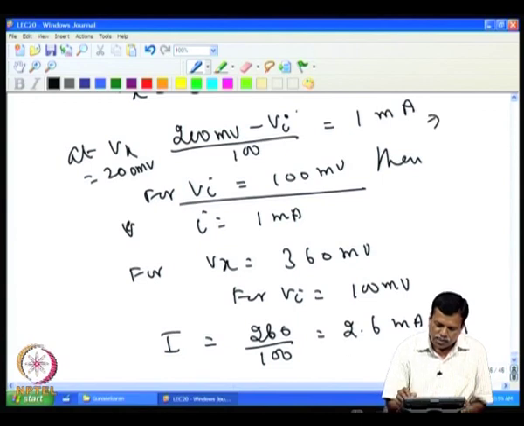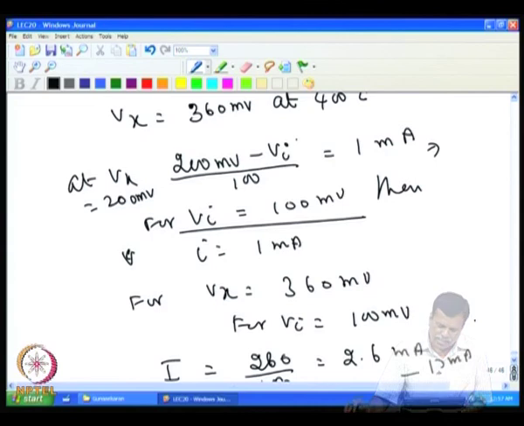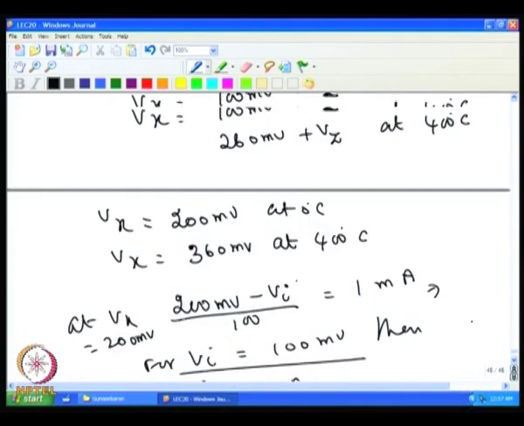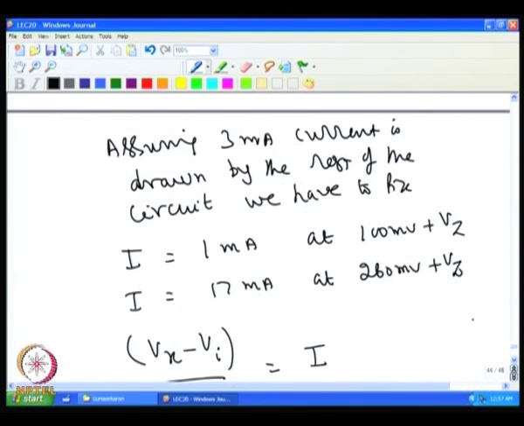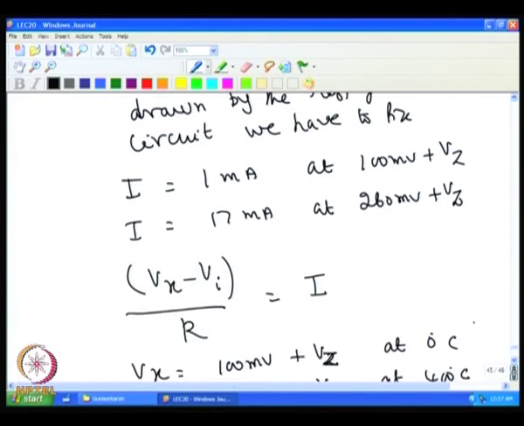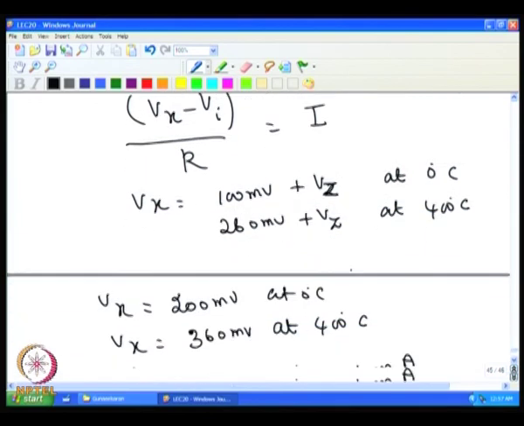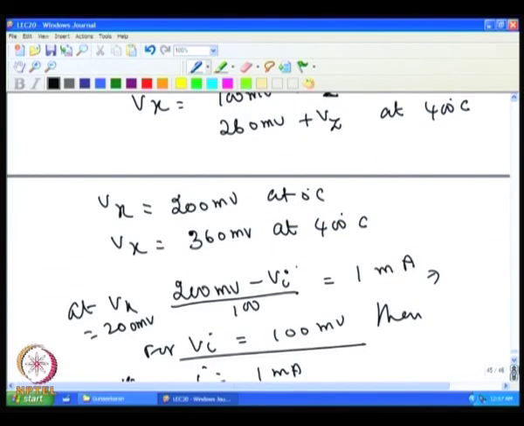One can do this by alternatively adjusting Vi and R, because we have the option of adjusting Vi, Vx and R. All three parameters can be adjusted such that at one end the current comes as 1 milliampere, and at the other end it comes as 17 milliampere. So, this exercise I leave to you, you can perform this.